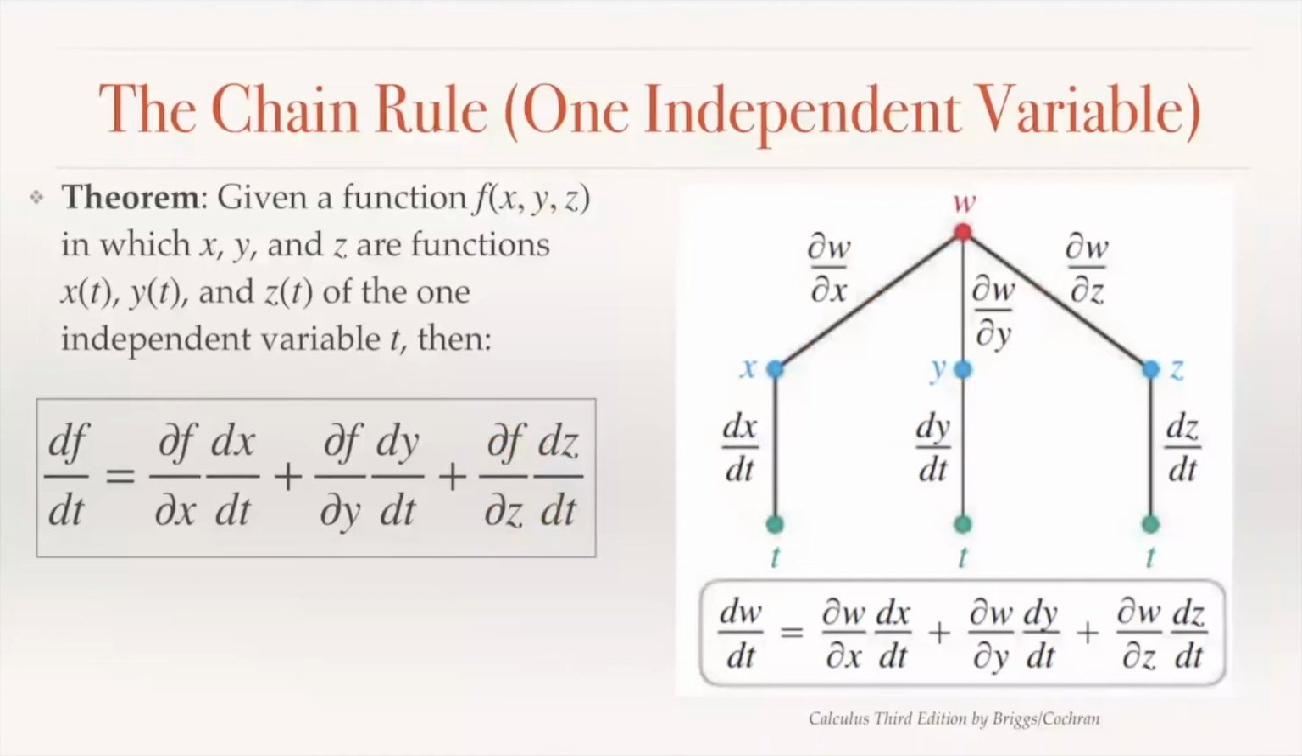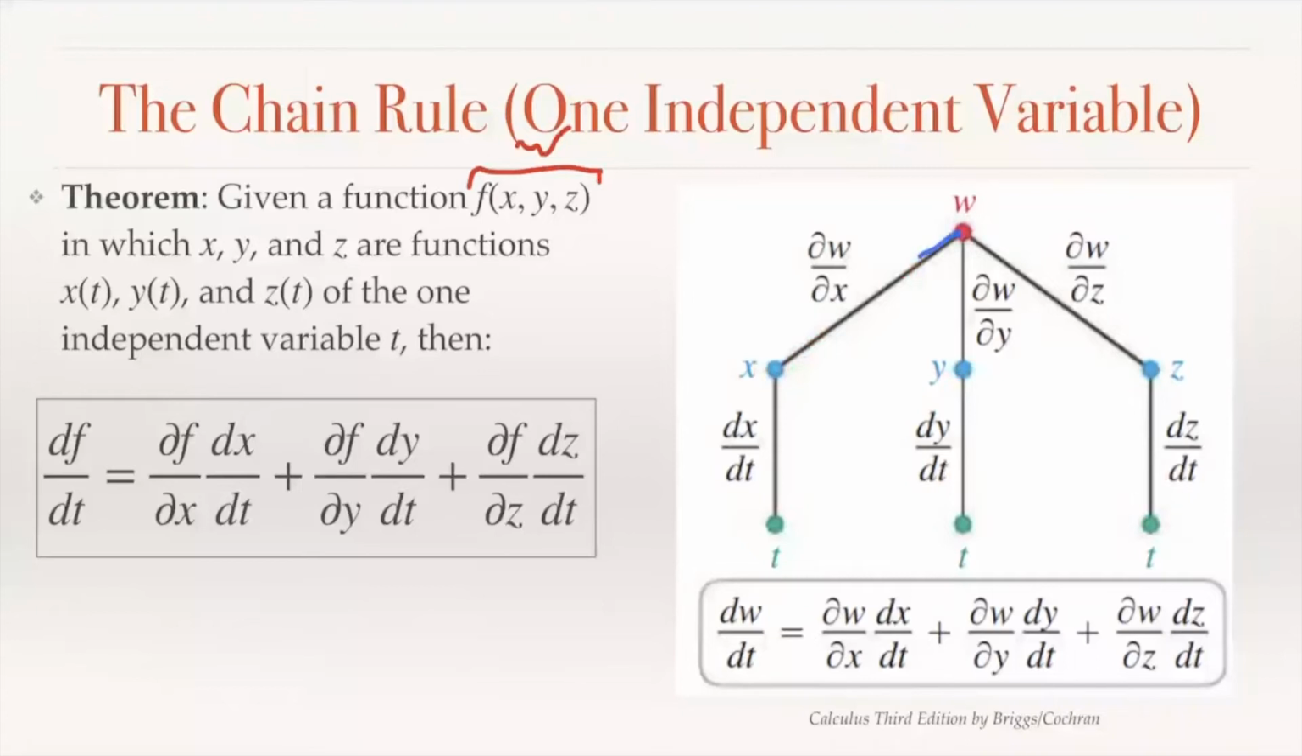And the way that this diagram works is as follows. So we have our function w. W in this case is our f, and f is a function of x, y, and z, and each of x, y, and z is a function of t.